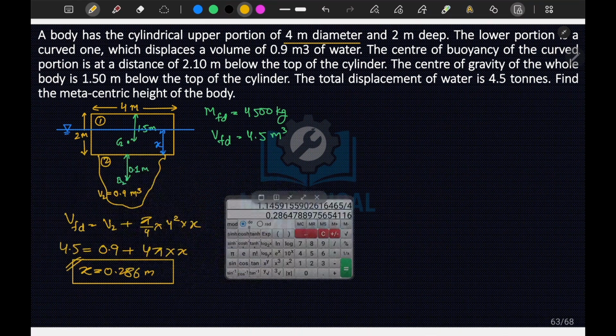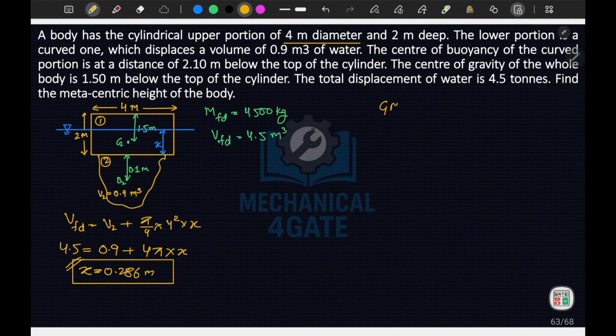So for calculation of metacentric height, I can write GM is equal to BM minus BG, where BM is written by I minimum upon volume of fluid displaced, minus BG. Now BG needs to be calculated here manually. To calculate BG, we should know the value of G and B. We know G at this point, and let's say we have calculated overall B from this point.